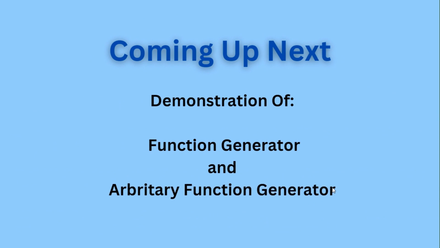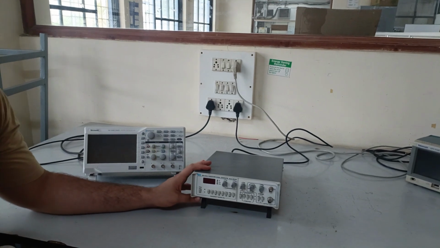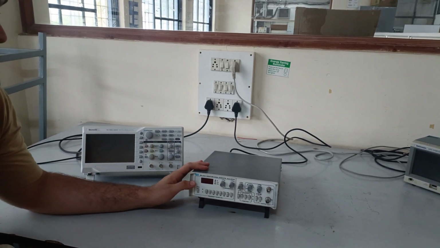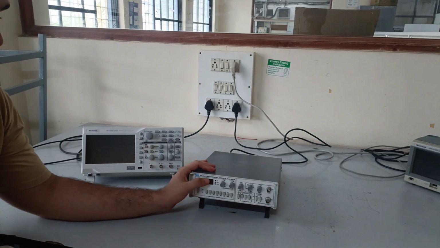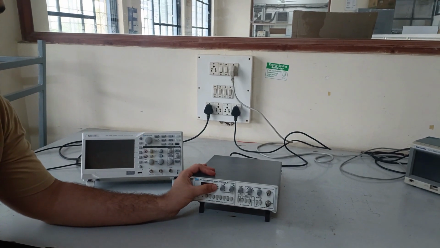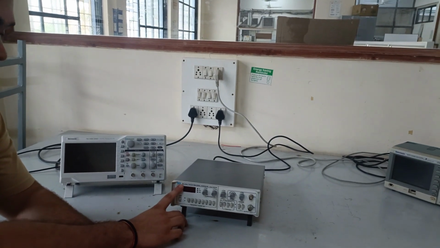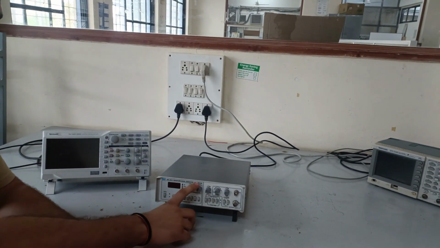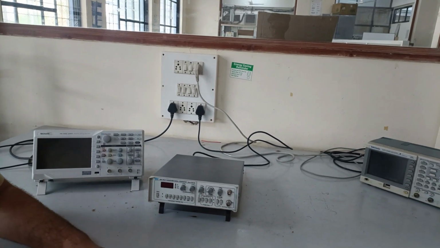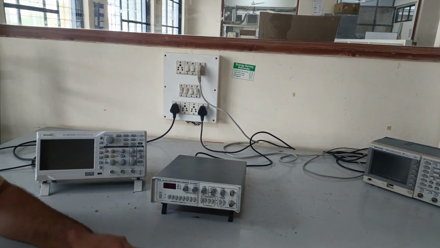This was the block diagram and basic knowledge about a function generator and arbitrary function generator. Coming up next, I'll show you the demonstration of function generator and arbitrary function generator in my laboratory. So this is the function generator we are going to use for our experiment today. The function generator name is APLAB 3 megahertz multi waveform signal generator. Basically, the maximum frequency this function generator can provide is 3 megahertz. The model number of this function generator is MSG3M. The following are the specifications for the function generator.